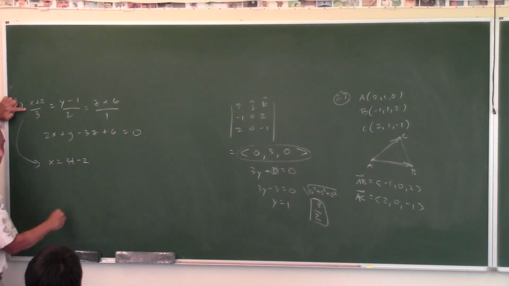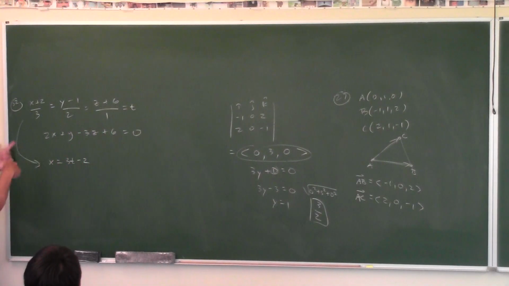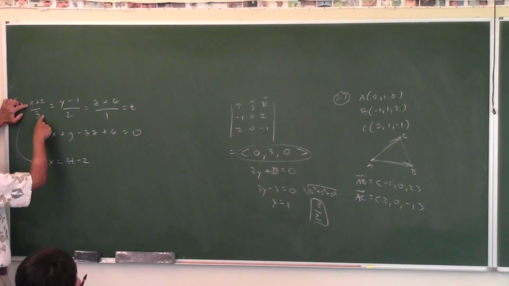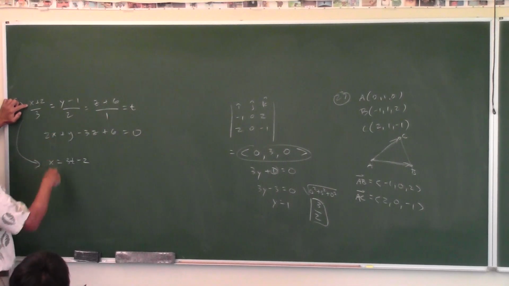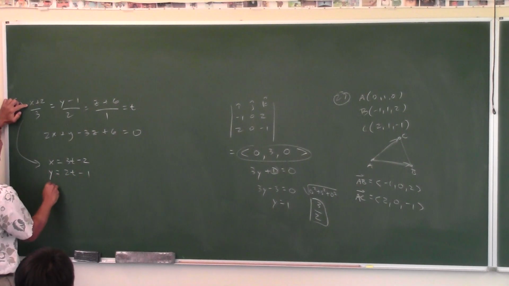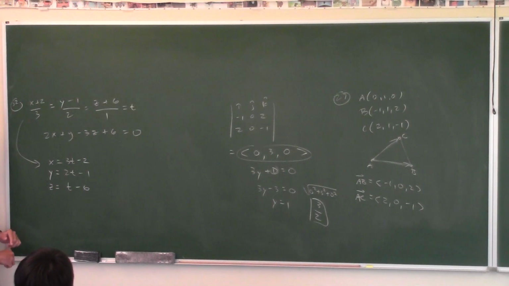3t minus 2. Can you do that? Because remember how you do it? You solve for t in each of the equations and then you equate them. So each of these is equal to t. How do you solve for t in this equation? Multiply by 3 and then subtract 2, right? What about y? y equals -1 plus 2t, and then z equals t minus 6. Can everybody do that?